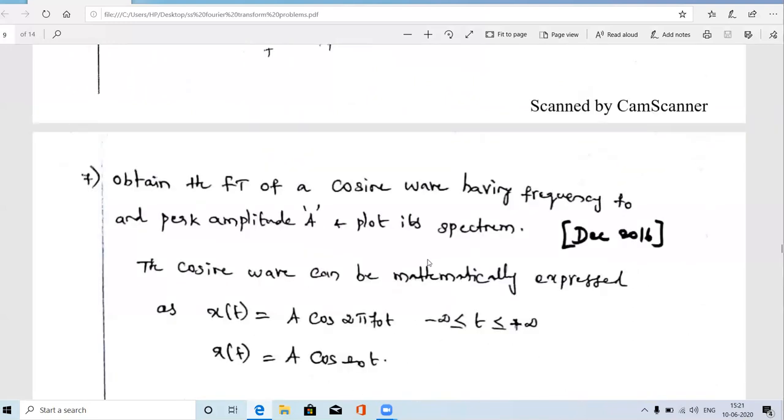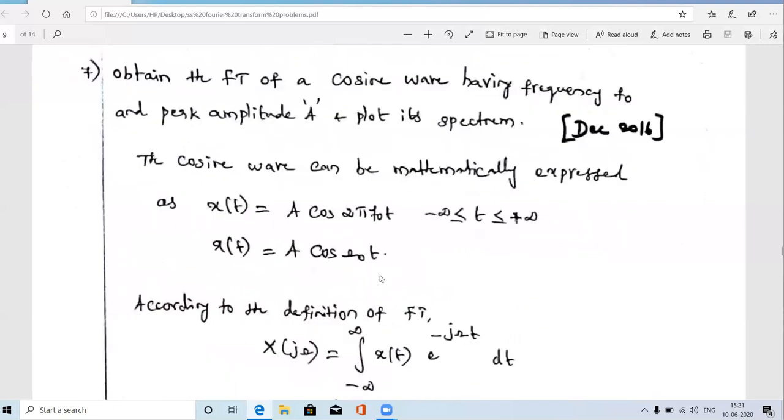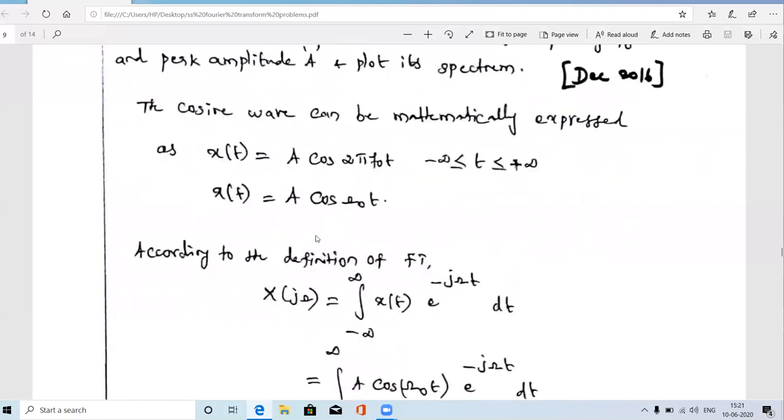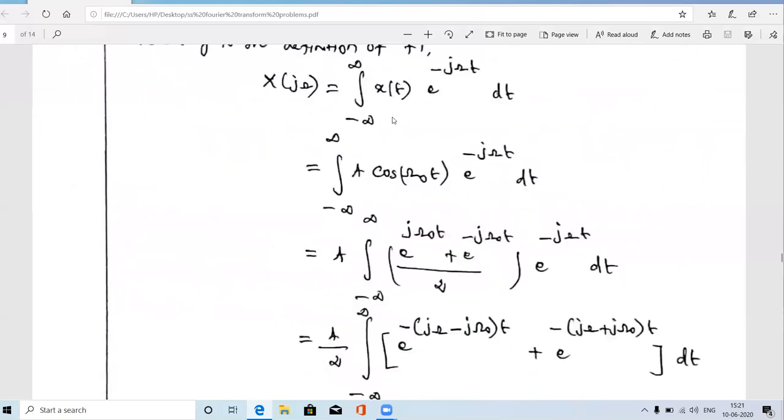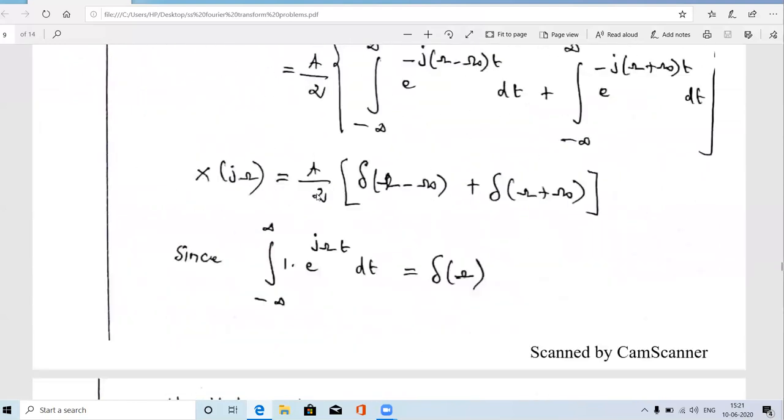So this is the second problem. The first problem was simply cos omega naught t, which means this cosine signal is available for the entire time duration, minus infinity to infinity. At that time we get the answer pi times delta of omega minus omega naught plus delta of omega plus omega naught. Okay, so these are the two different types of cosine problem. So you just see which type of question they are asking, and you answer for the particular thing.